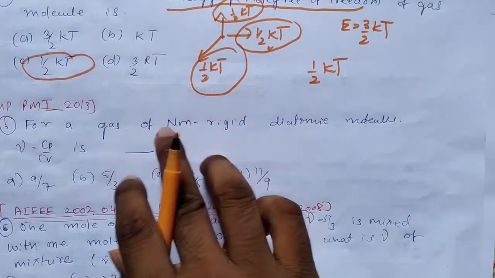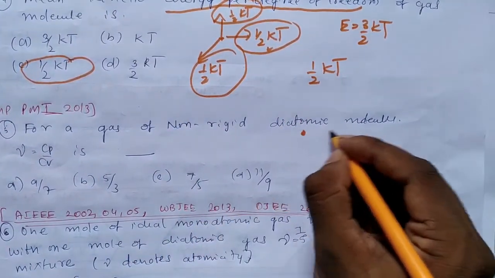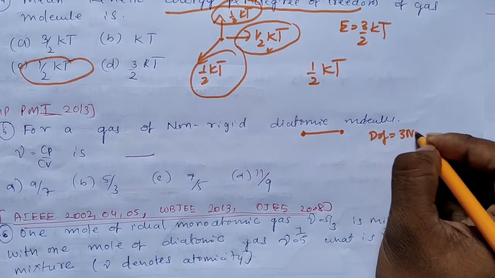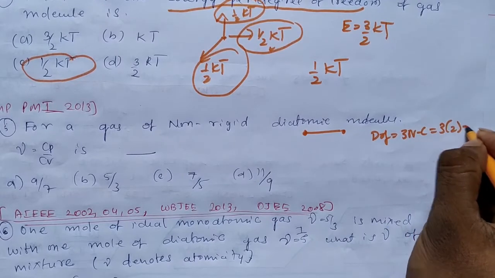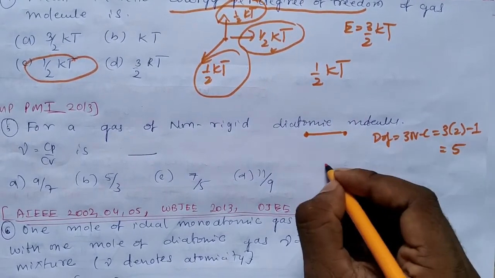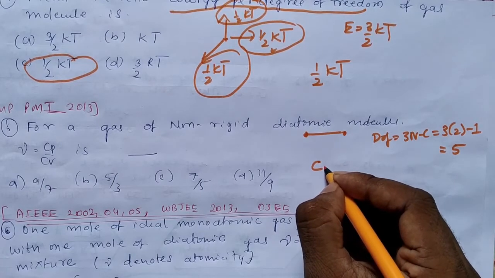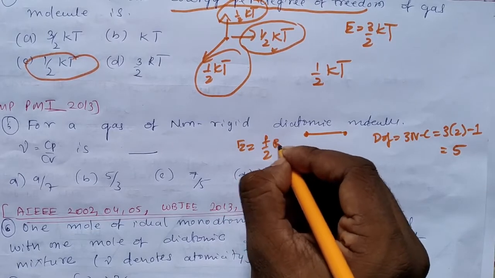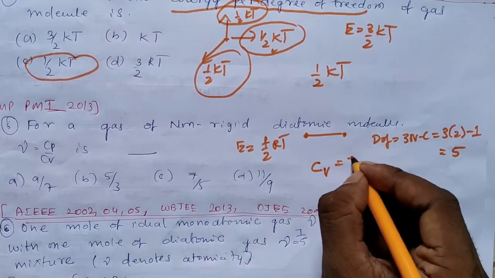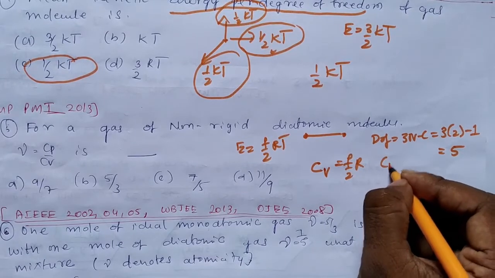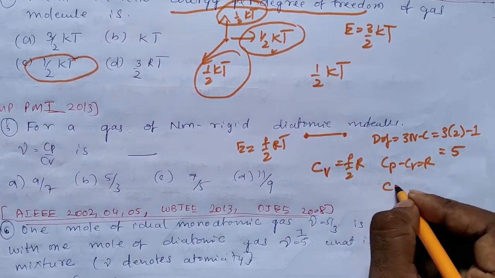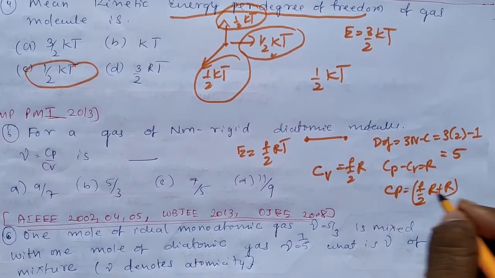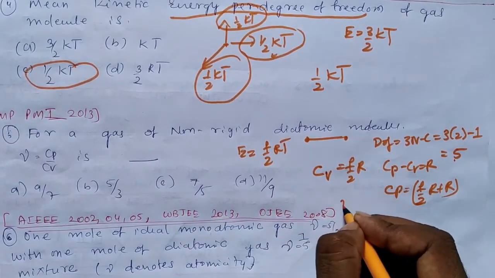Next, for a gas of non-rigid diatomic molecules, degrees of freedom will be 3N minus C: 2 particles and 1 constraint, so degrees of freedom becomes 5. So in short, your total energy becomes F by 2 RT. Differentiating this, Cv becomes F by 2 R. Cp minus Cv is equal to R, so Cp is F by 2 R plus R. Substitute 5 for F and calculate the atomicity.